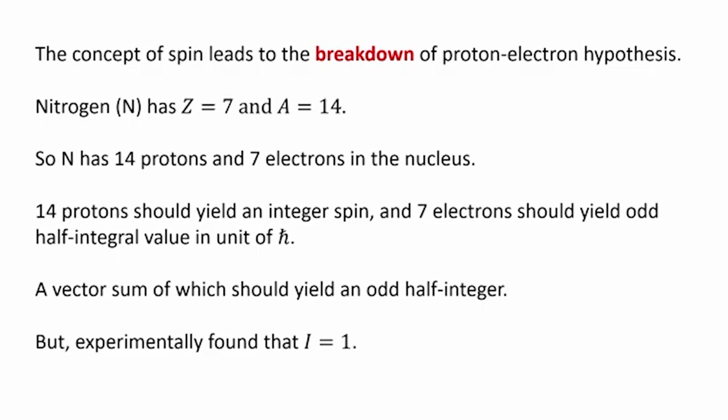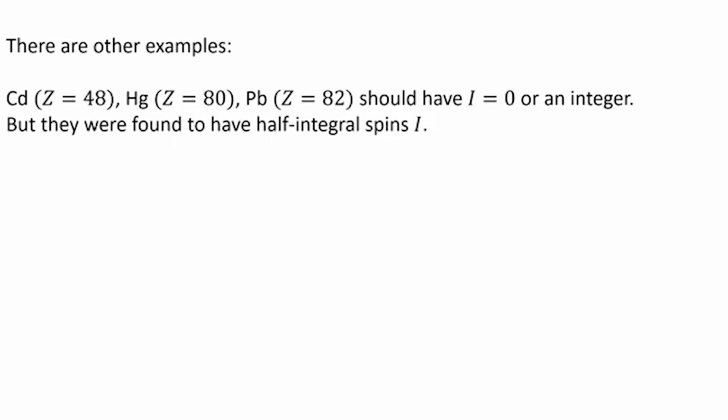And then there are many other examples, not a lot of which we quote here, but we give these examples: cadmium where Z equal to 48, mercury where Z equal to 80, and lead where Z equal to 82. By the same argument that we have given in the earlier slide, they should have zero or an integer angular momentum for the nucleus. However, they are found to have half integral spins.